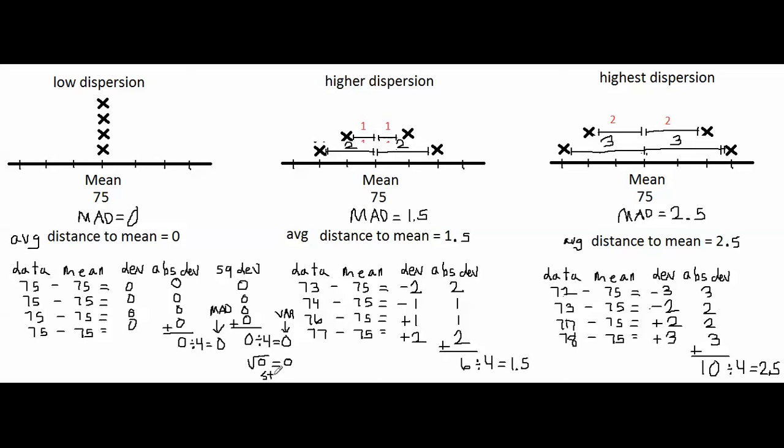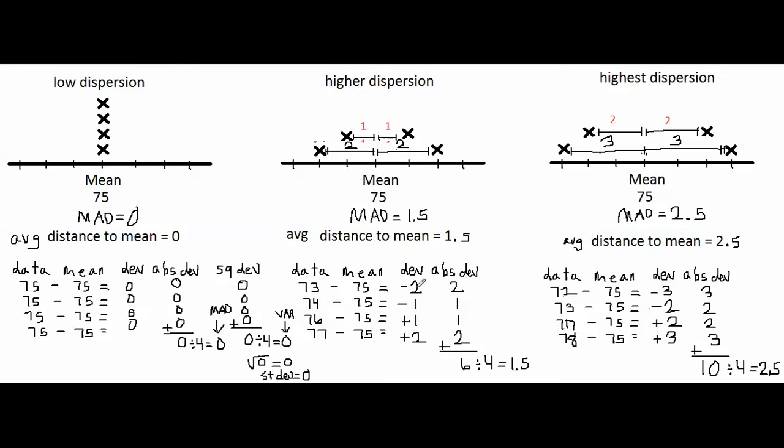In this case, the MAD and the standard deviation are exactly the same. But they don't always come out exactly the same. They're usually just close. Now let's do the same thing over here.